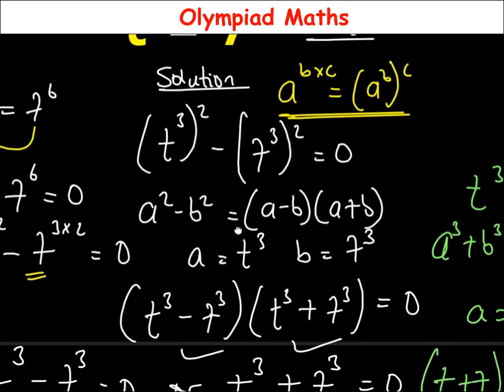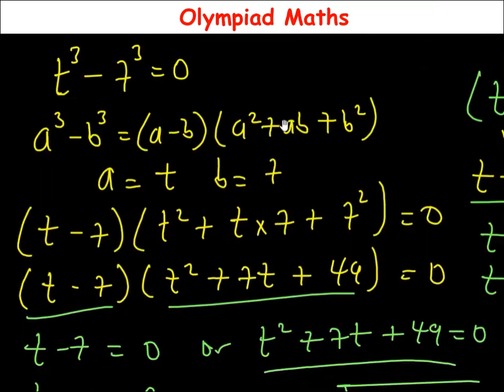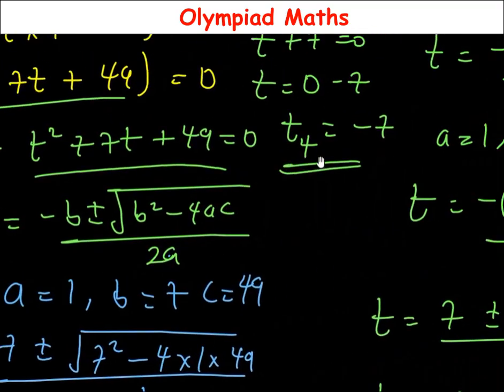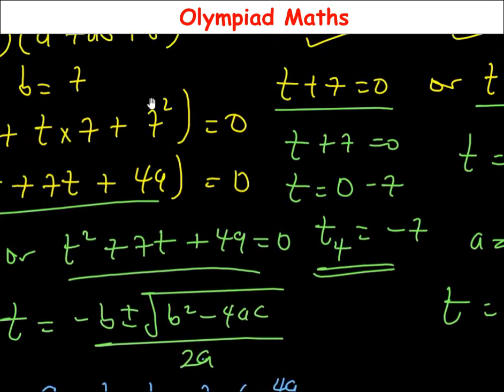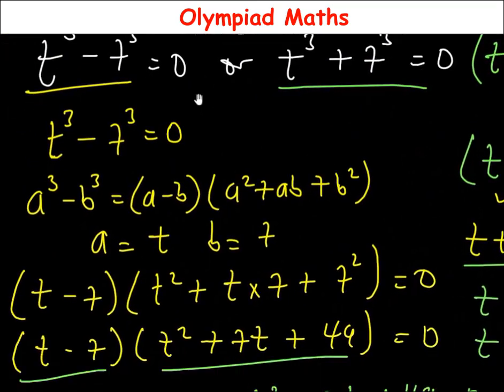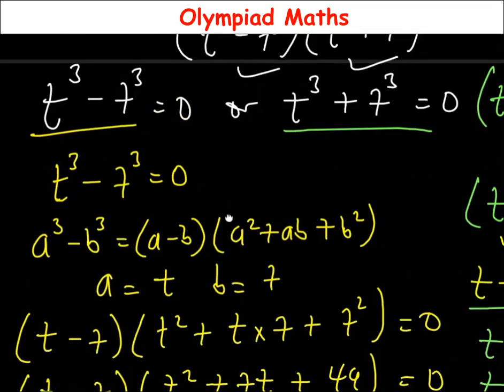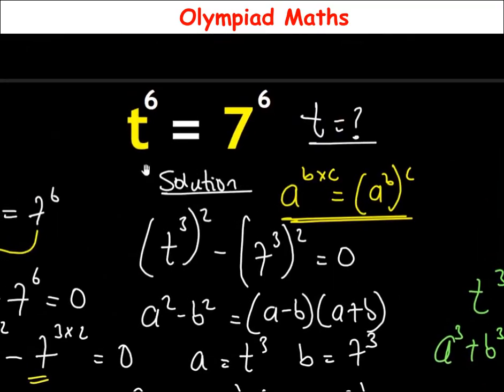So in this case, we got 2 real solutions for t. The first real solution is t1 is 7. The second one is t4 is equal to minus 7. And if you are to confirm whether the values of t that I've gotten are correct, working with the first real solution, t1 is equal to 7, if you input 7 into the equation, 7 raised to power 6 is equal to 7 raised to power 6. So that means that the value of t that I've gotten is the correct value of t.